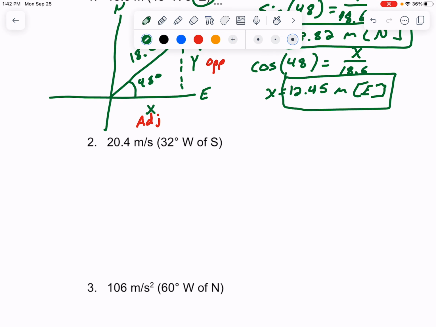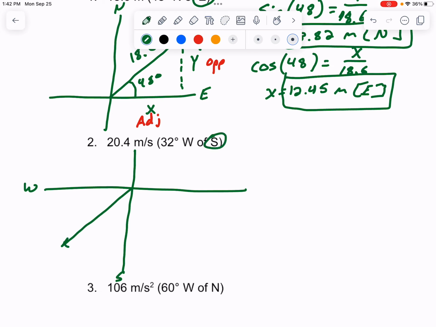So we're going to do number 2. 20.4 meters per second at 32 degrees west of south. I'm going to draw my directions. West of south, so here's west, here's south. I'm just going to draw my line down the middle. Now, south is your last letter, so it's got to touch my south line and go west of it. My angle is 32 degrees right here, and my hypotenuse is 20.4.